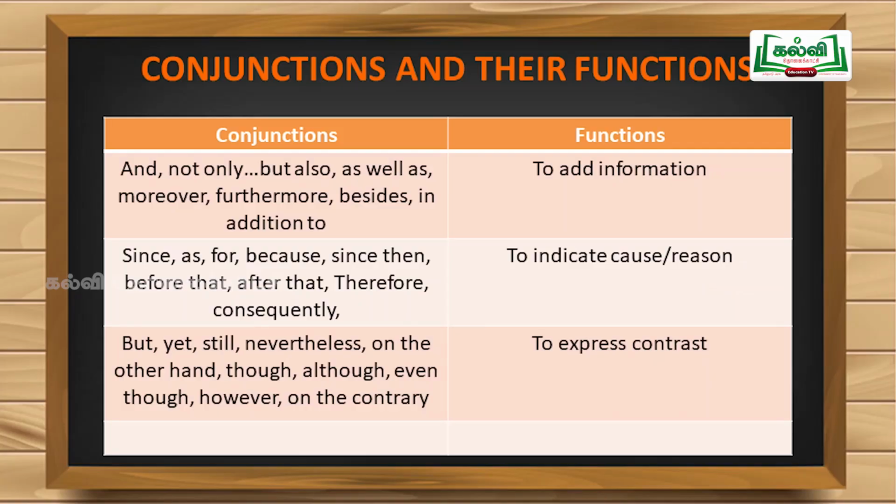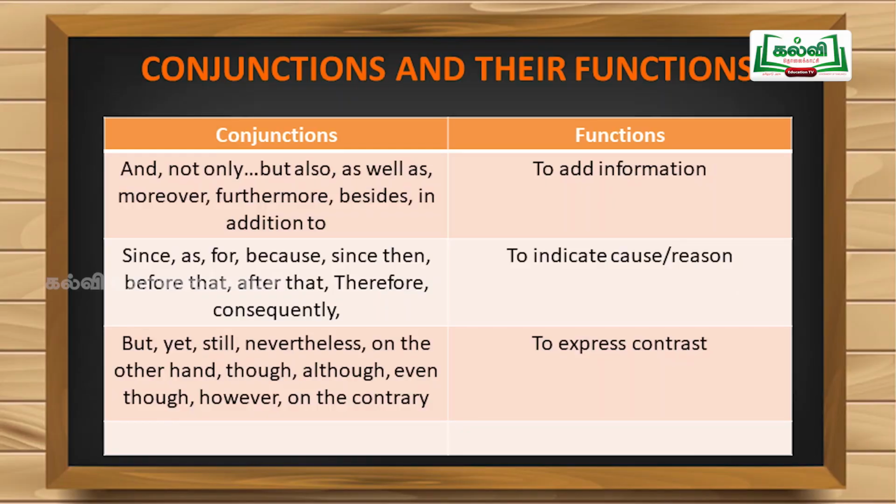So, now we are going to see the conjunctions and their functions. What are the functions they perform? So, first the conjunction and, மற்றும். It is used to add information. I bought an apple, an orange and vegetables. So, we are adding something to the list.